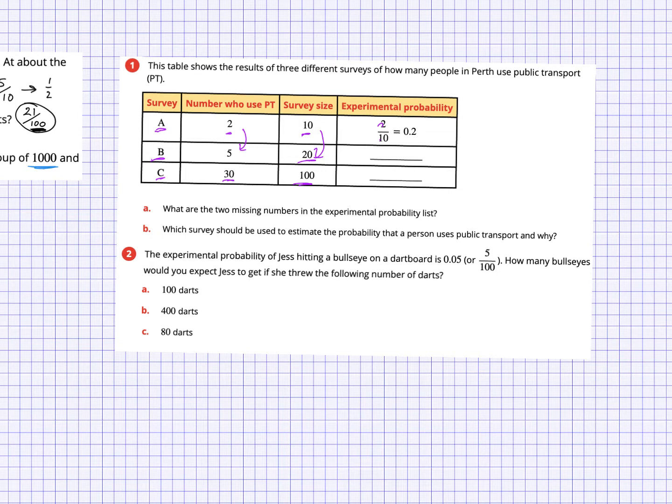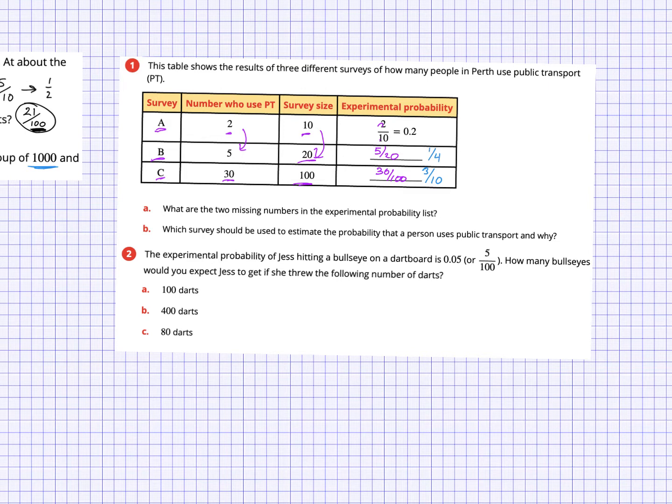So what are the 2 missing numbers in this list here on the right? So this would be 5 out of 20, and this one would be 30 out of 100. If we can simplify those, we should. 30 out of 100 can both be divided by 10, so that would be 3 out of 10. 5 and 20 can both be divided by 5, so that'd be 1 in 4.